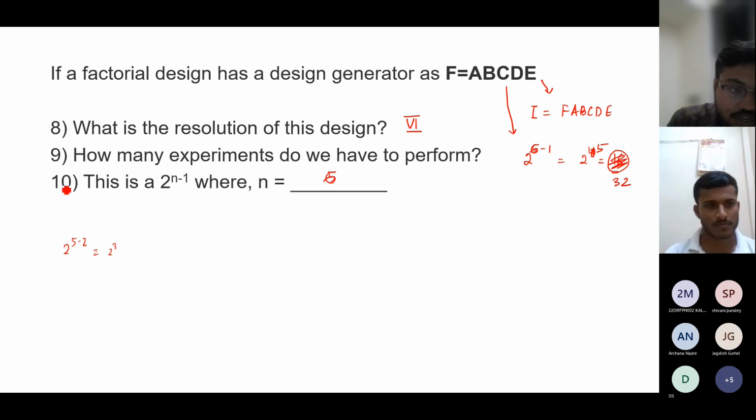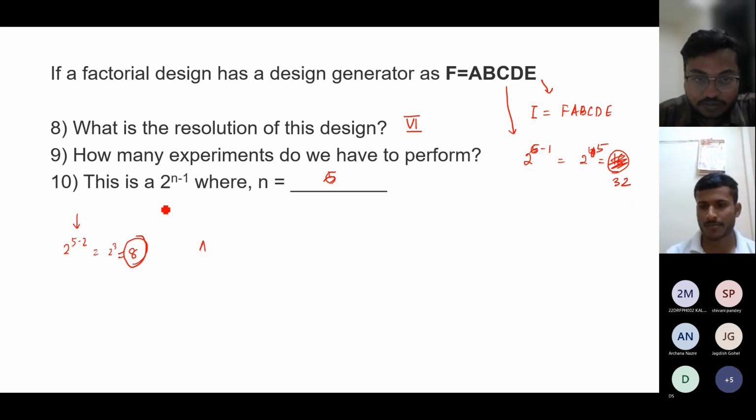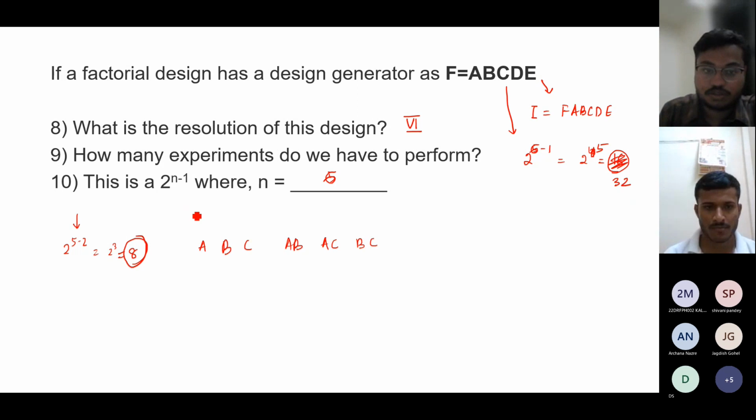So if you have a design like 2 to power 5 minus 2, you calculate this. 2 to power 5 minus 2 is 2 to power 3, so this will be 8. So in total, we'll have 8 runs for this fractional factorial design. Since the base design comes to 2 to power 3, we'll build a base design using 3 factors, that is A, B, C, AB, AC, BC. The last one is ABC.